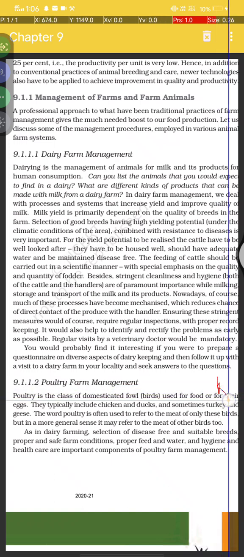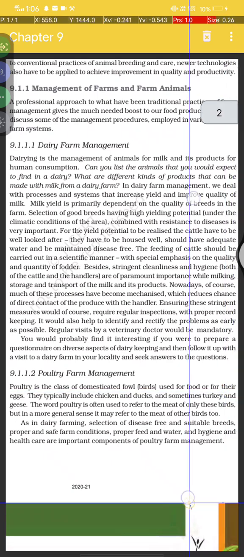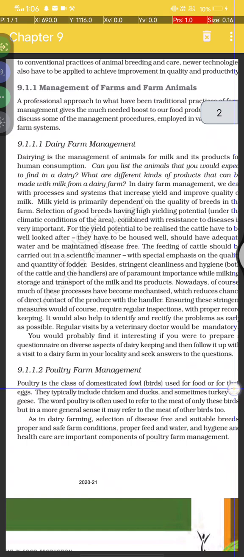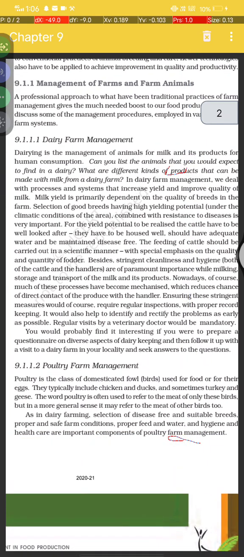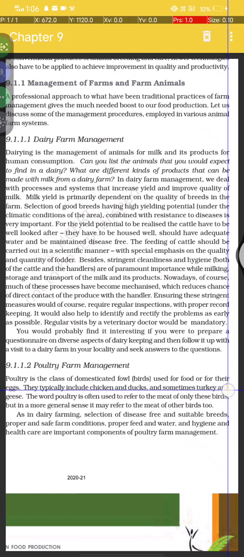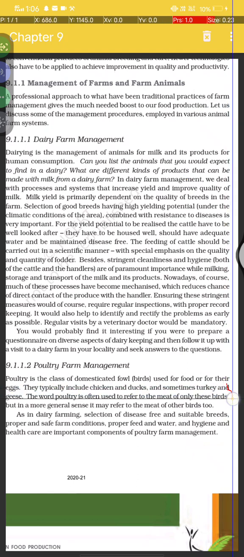Poultry is the class of domesticated fowl birds used for food and eggs, and they typically include chickens and ducks, sometimes turkeys and geese. The word poultry often refers to these birds, but in a more general sense it may refer to the meat of other birds too. As in dairy farming, selection of disease free, suitable breeds, proper and safe farm conditions, proper feed and water, hygiene and health care are important components of poultry farm management.